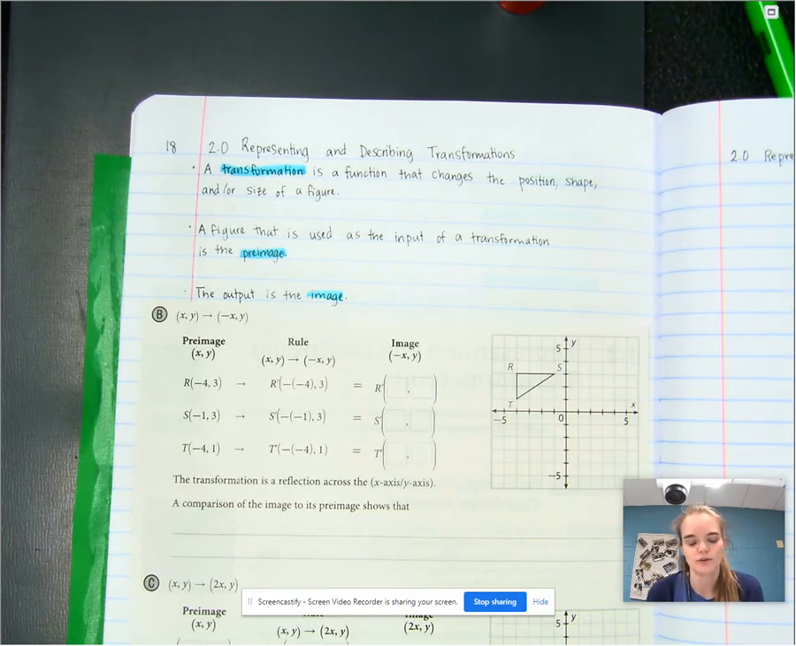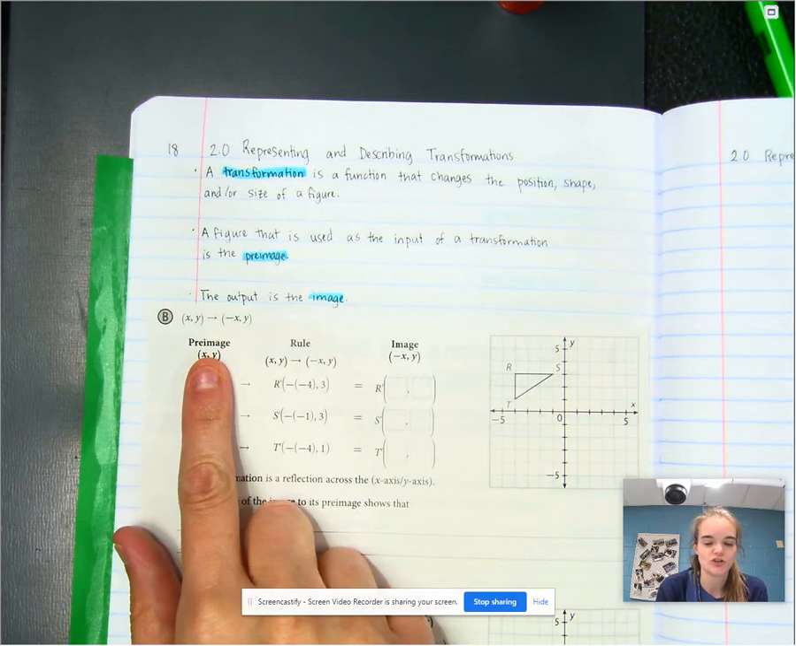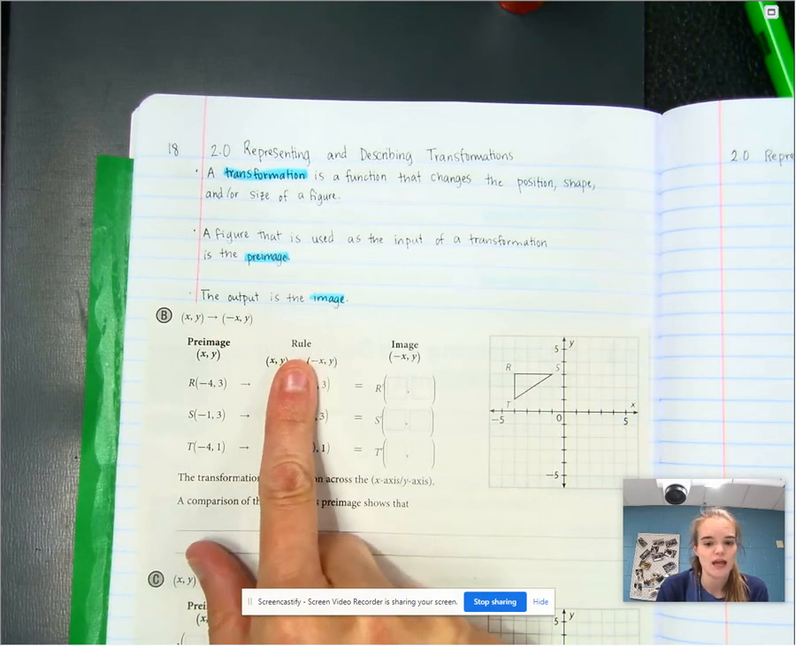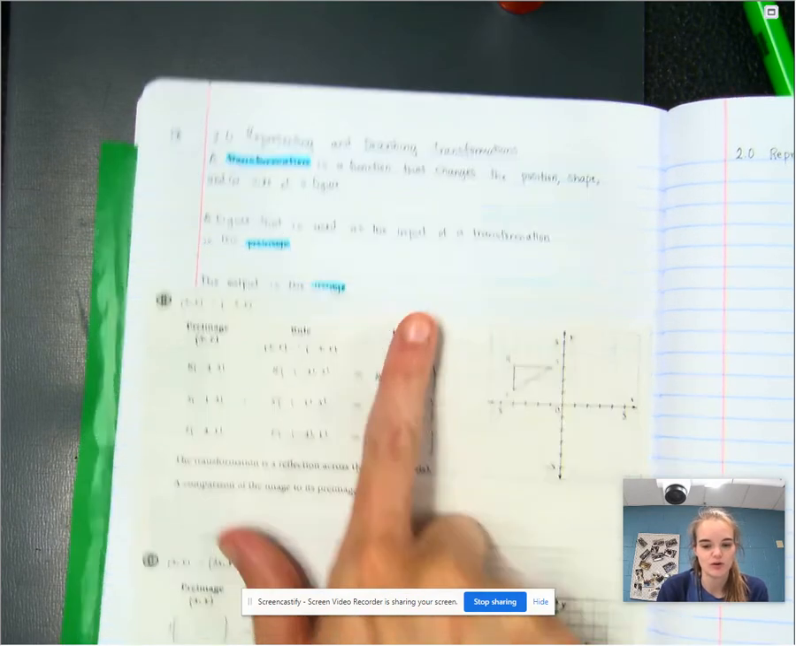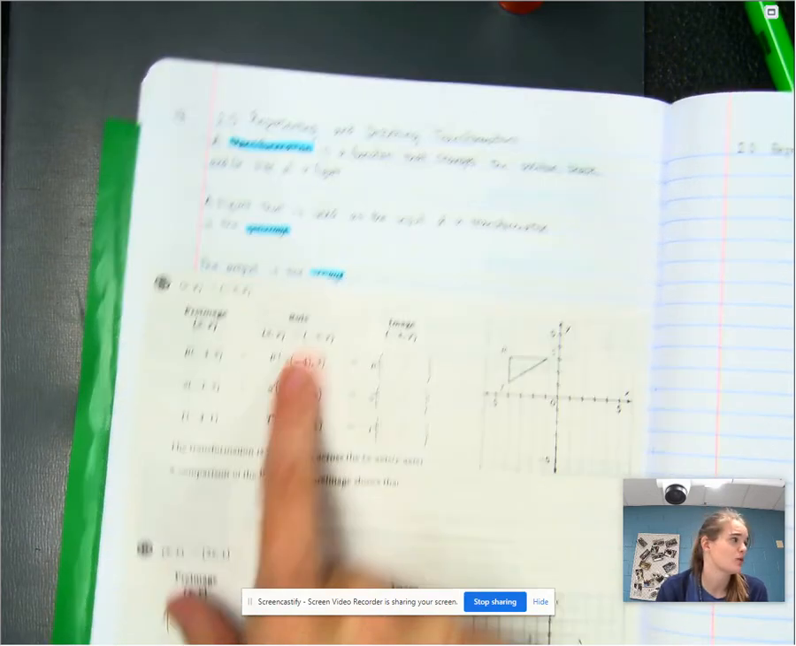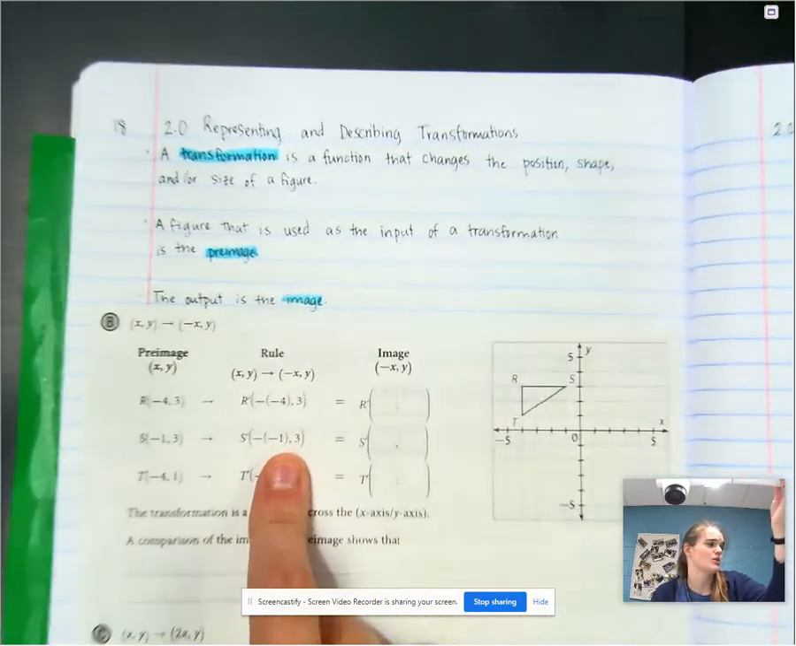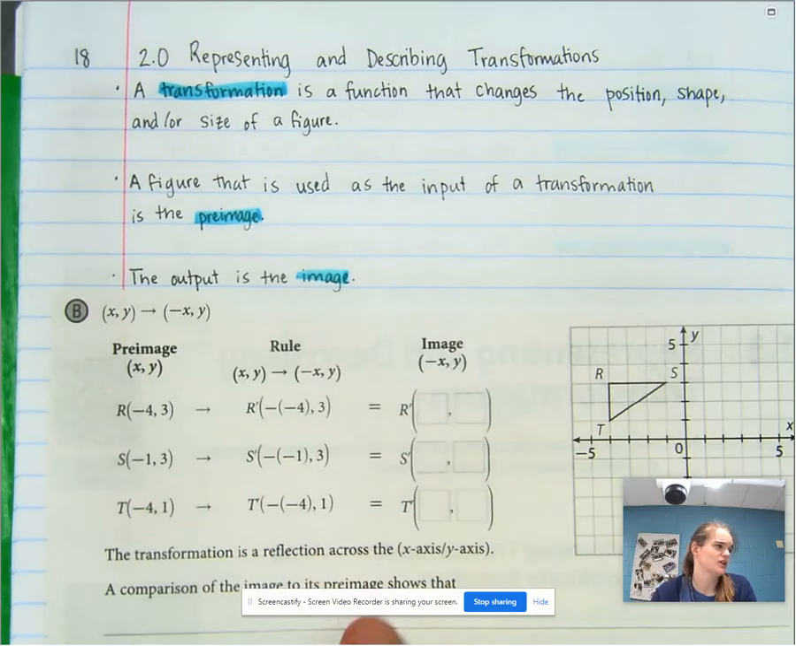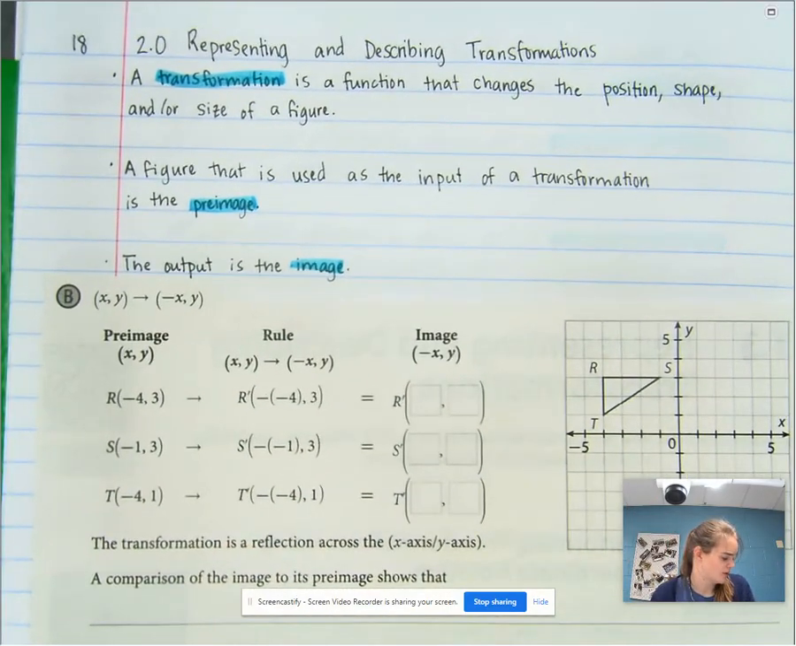So this is just an overview. You've got the pre-image, what you start with. You've got something called a rule, and then you've got the image. So we're going to see what's going on. Most of the time, we're going to skip this step. We're going to know the rule, but we're not actually going to work with it.